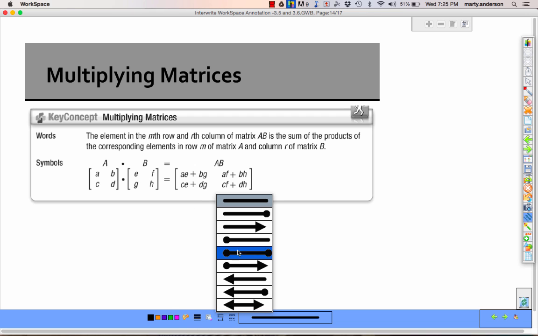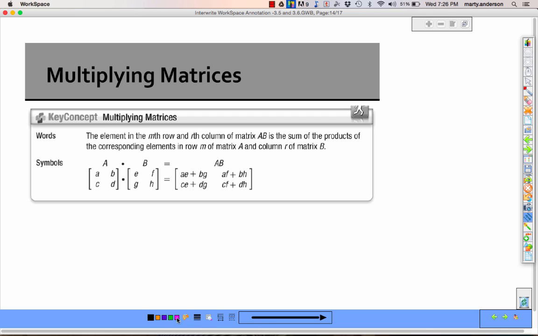Here we go. Let's see if I can make an arrow work. I failed at this before. What we're going to do is take this row right there, and multiply it times this column right here. So when you multiply the first row times the first column, you get the element in your answer that is the first row, first column. Watch what happens here. A times E plus B times G, and then we add them together.